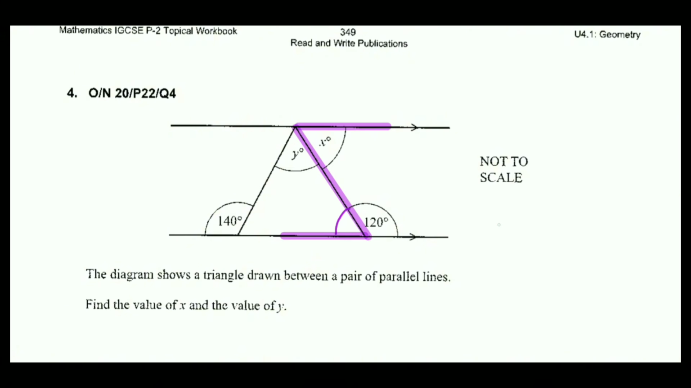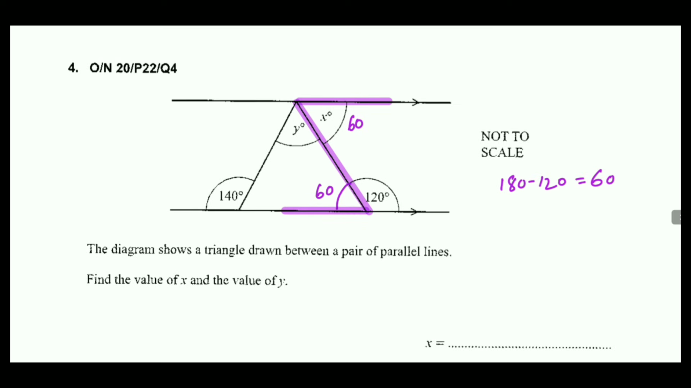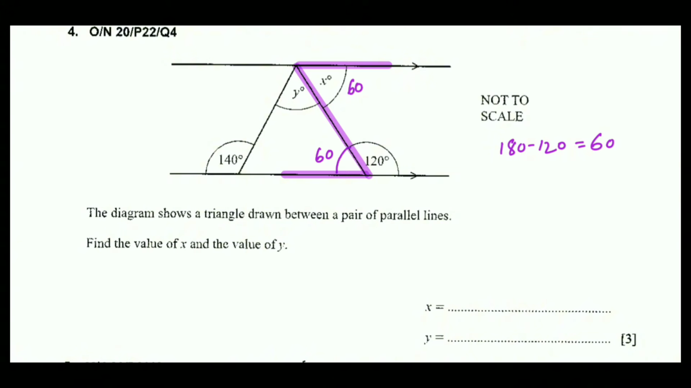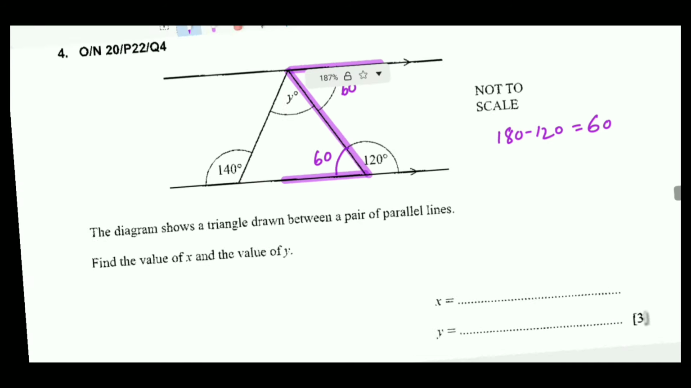By subtracting 120 from 180. 180 minus 120, and that is 60. It means this angle is 60. So if this is 60, x will also be 60 by alternate angles, or z angles. So x will also be 60. Okay, so now we have to find y.